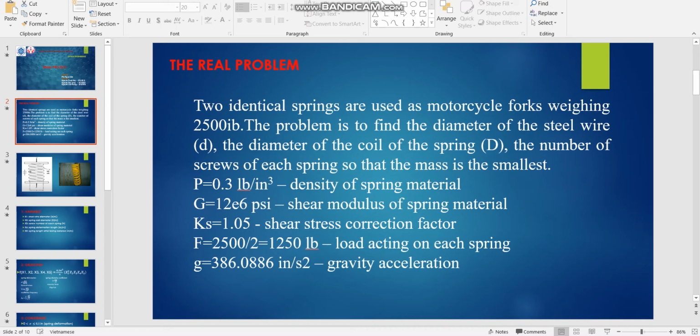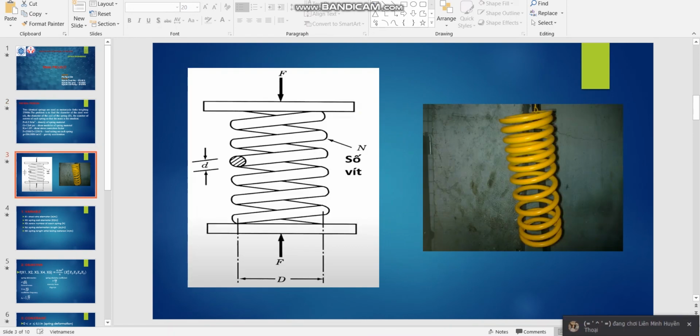P is density of spring material. G is shear modulus of spring material. Ks is shear stress correction factor. F is load acting on each spring. g is gravity acceleration. This is a picture about the fork in the spring.